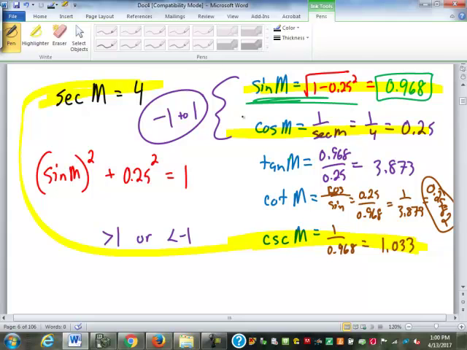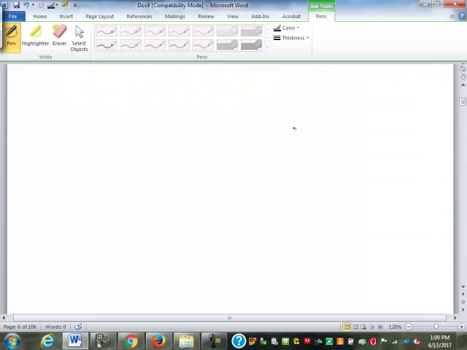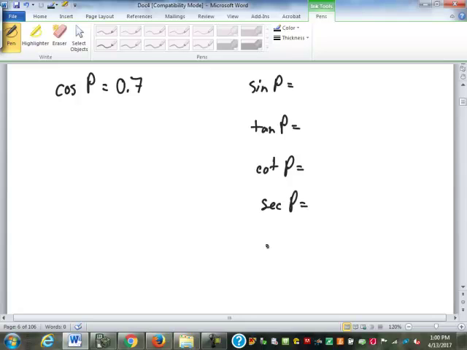So I'm going to have you guys try this one. If I tell you that cosine of angle P is 0.7, find the sine of P, tangent of P, cotangent of P, secant of P, and cosecant of P.